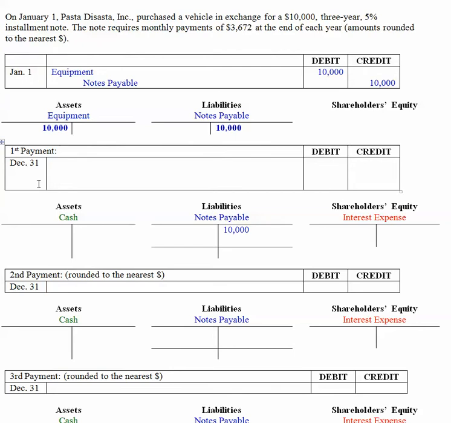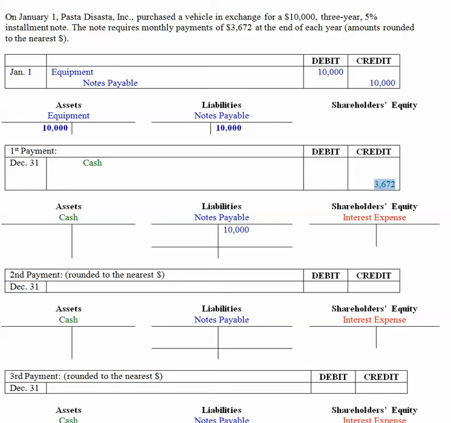All right, now let's say a year has gone by. It's December 31, and we'll say that's when the first payment is due. So what's going to happen is they're going to get out their checkbook. They are required to write a check for $3,672. So you're going to reduce your cash by $3,672.